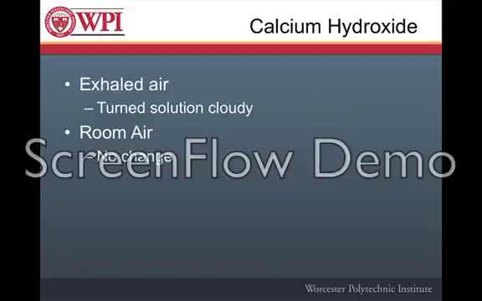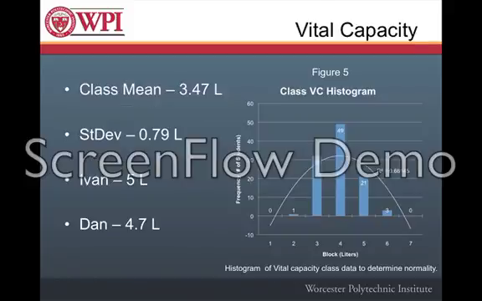Results for the calcium hydroxide experiment showed that exhaled air turned the solution cloudy, whereas the room air had no change in the solution's clarity. For the vital capacity experiment, it was found that the class average was 3.4 liters, with a standard deviation of 0.79 liters. Both Dan and I had vital capacities within 2 standard deviations, which fit underneath the normal curve.